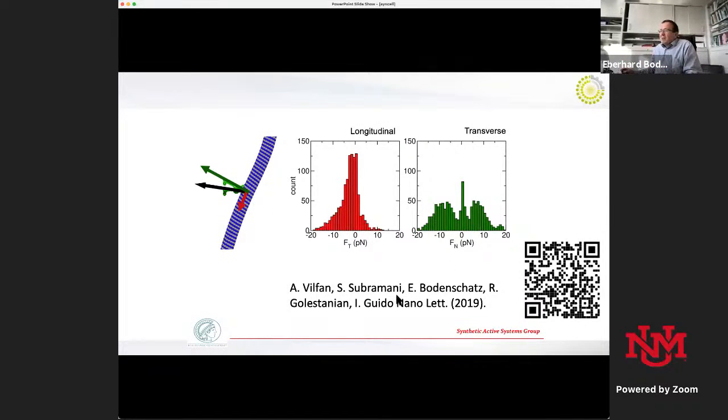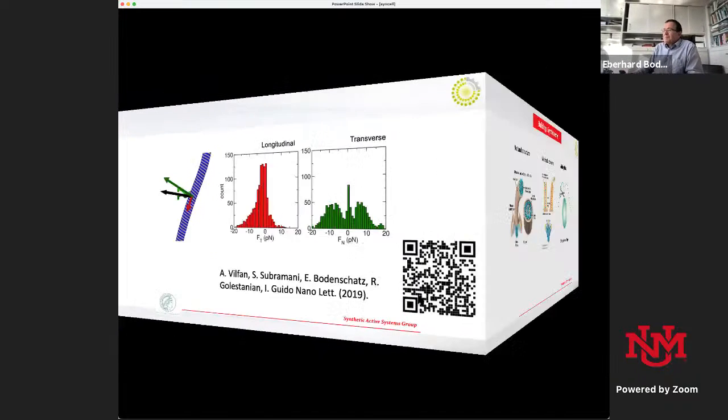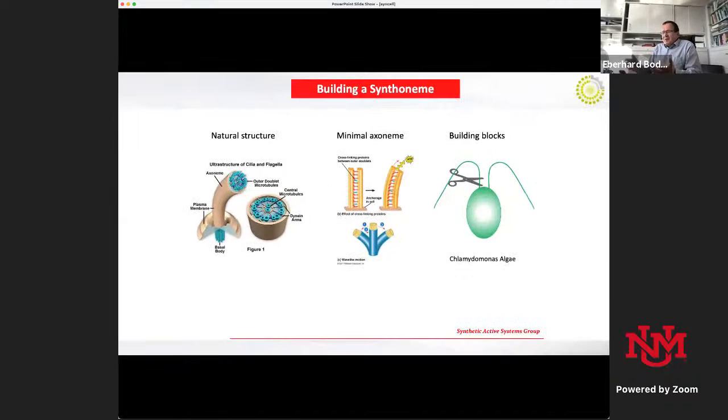You can read up on this in the paper by Isabella in Nano Letters in 2019. If you just click on this QR code, you will see the paper. This allowed me, together with Isabella, to build a very, very simple synthoneme, if you want. It's just one little microtubule attached to the surface at one side, and then motors push it around.